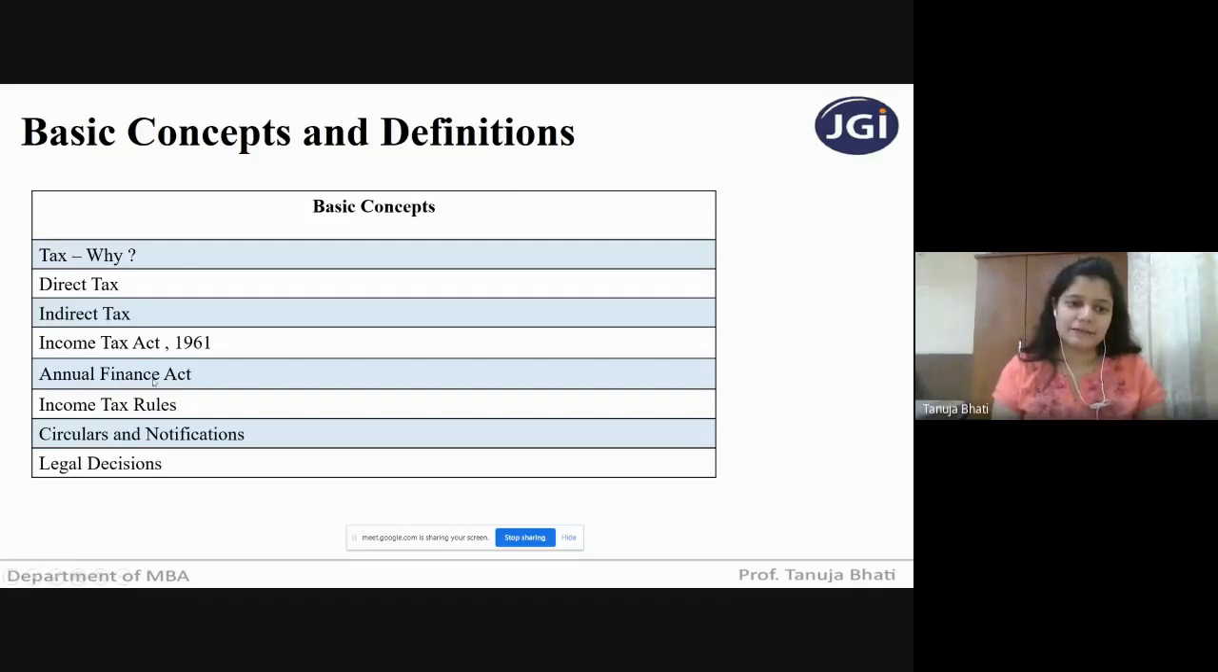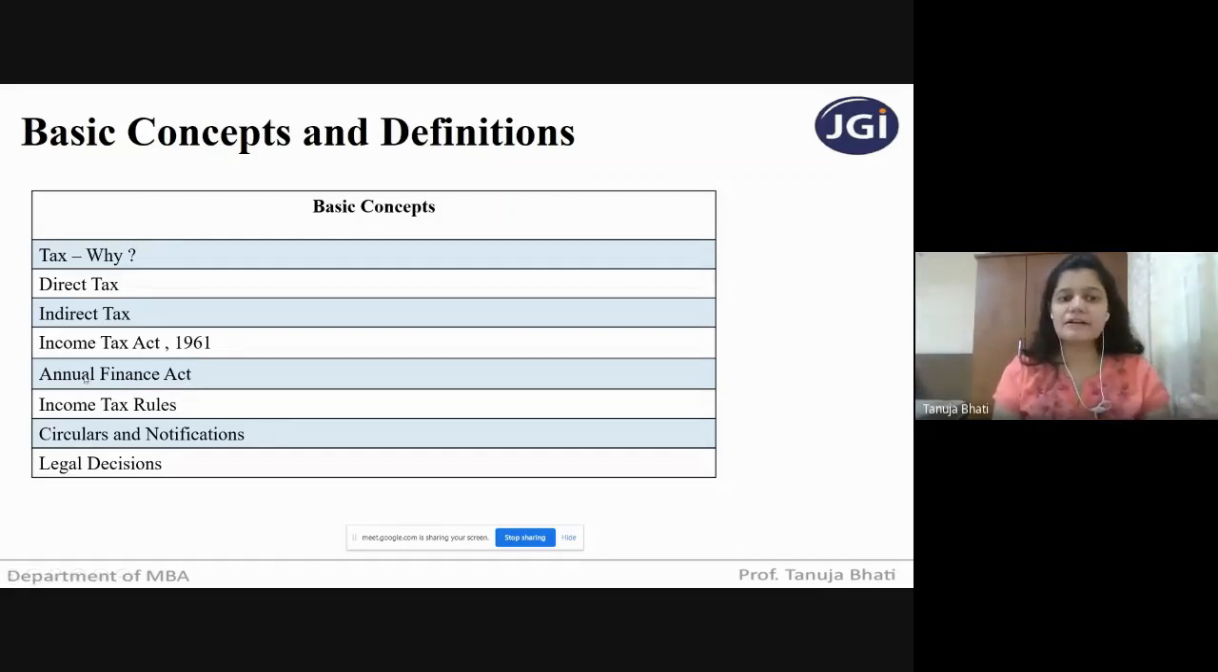Next, Annual Finance Act. Now, everyone knows that every year, Feb 1st, the finance budget is being announced by the finance minister. Every year it happens. Now, that is nothing but a bill that is being presented in the parliament. You all know that once the bill in a parliament is being approved, and once it receives the assent of the president, that is once the president approves it, that bill becomes an act.